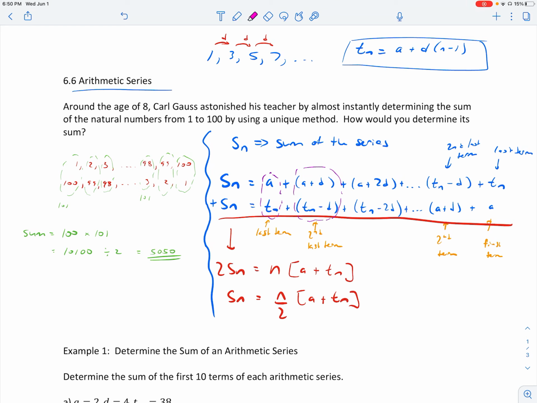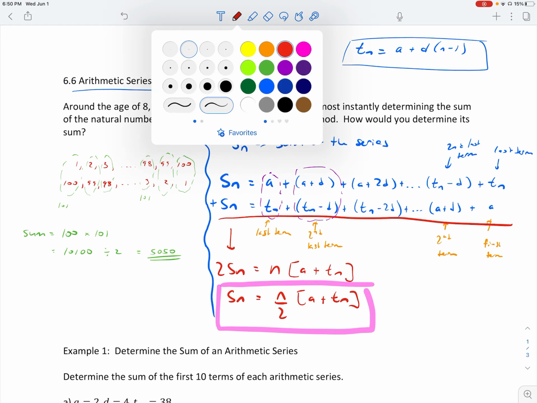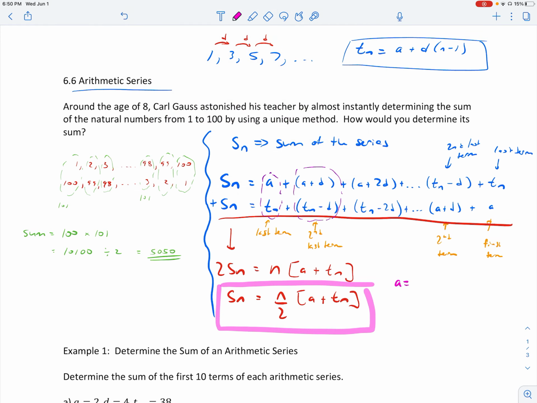So this is our formula that we just derived. We can use this for any arithmetic sequence. Remember, a is the first term. Tn represents the nth term, so the last term in the sequence. And n is the number of terms. So to use this formula, we need to know the first term, we need to know the last term, and we need to know the total number of terms.